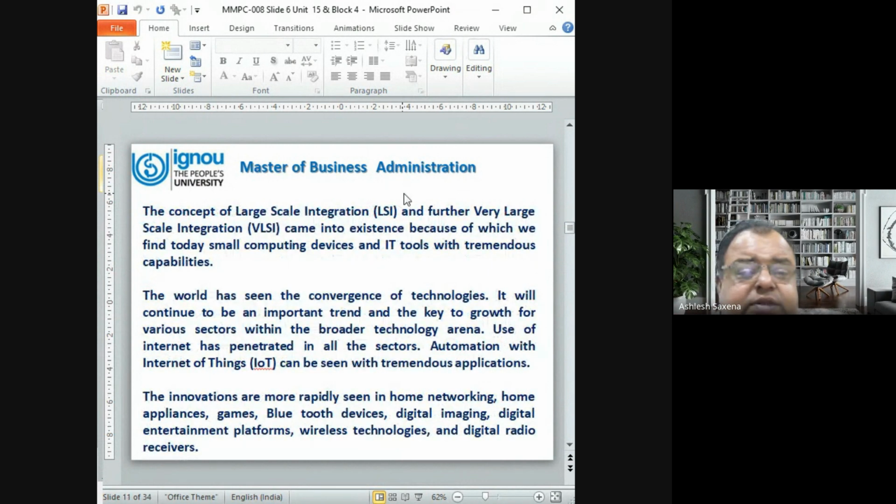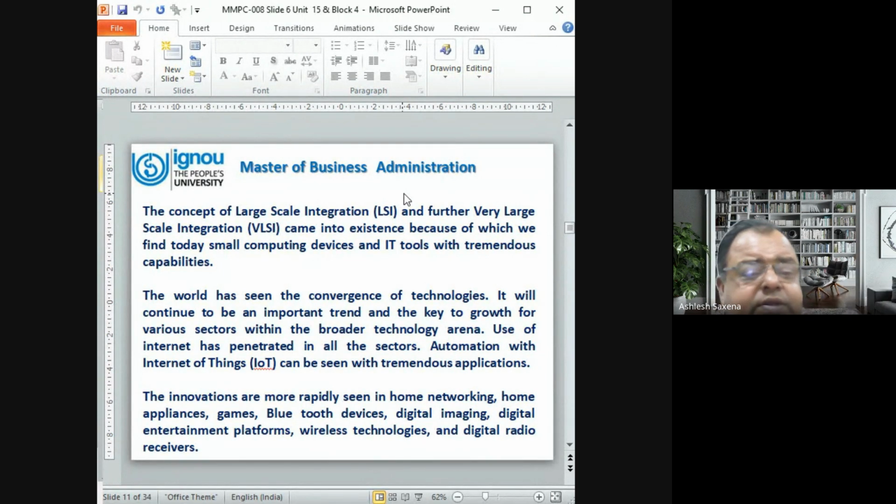The concept of large scale integration (LSI) and further very large scale integration (VLSI) came into existence, because of which we find today small computing devices and IT tools with tremendous capabilities. This was discussed at the beginning of this course. The world has been the convergence of technologies. It will continue to be the important trend and the key to growth for various sectors within the broader technology arena. Use of internet has penetrated in all the sectors. Automation with Internet of Things (IoT) can be seen with tremendous application.